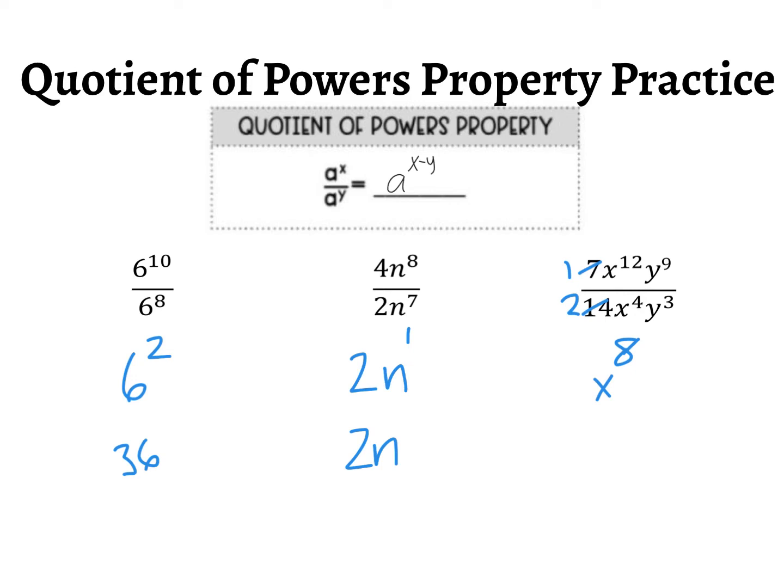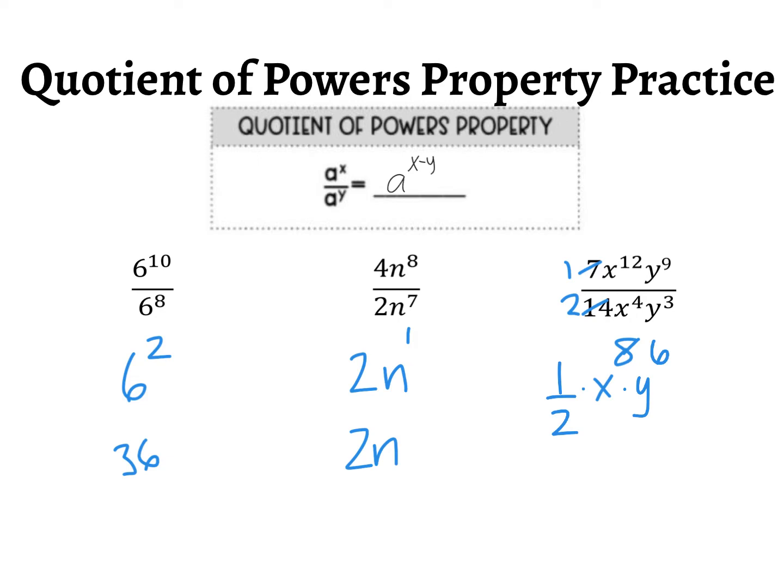And then in the back, we have y to the 9th and y to the 3rd. We subtract the exponents, and now it becomes y to the 6th. Now we still have a 1/2 in the front, so we can put 1/2 times x to the 8th, and y to the 6th.